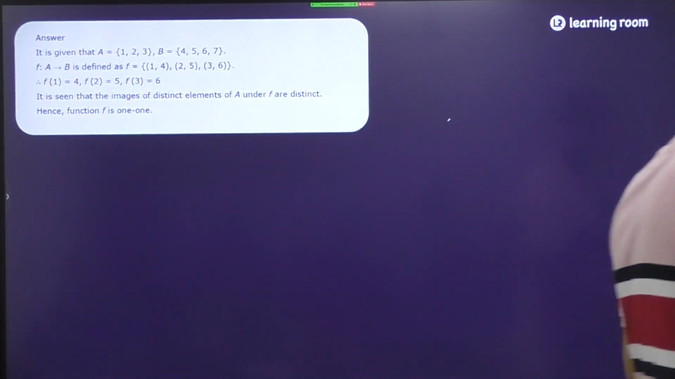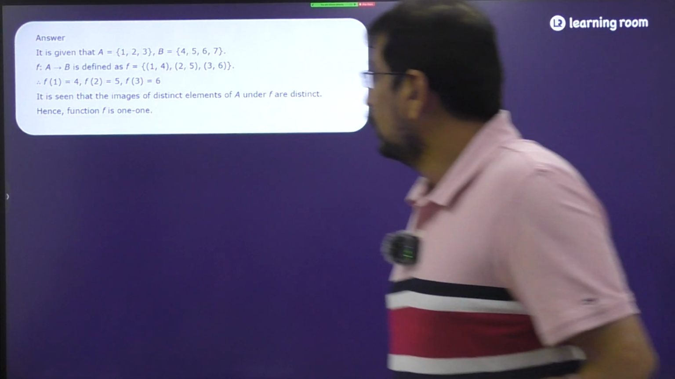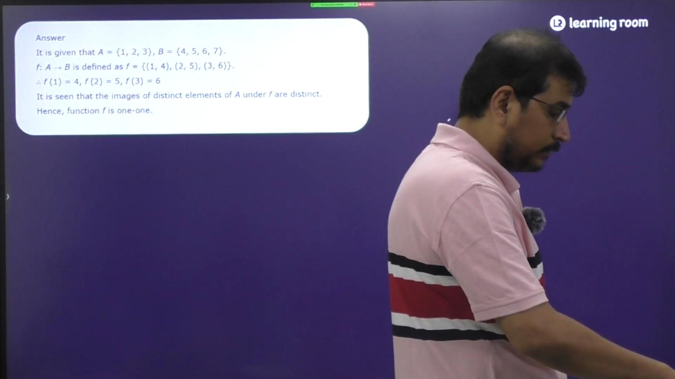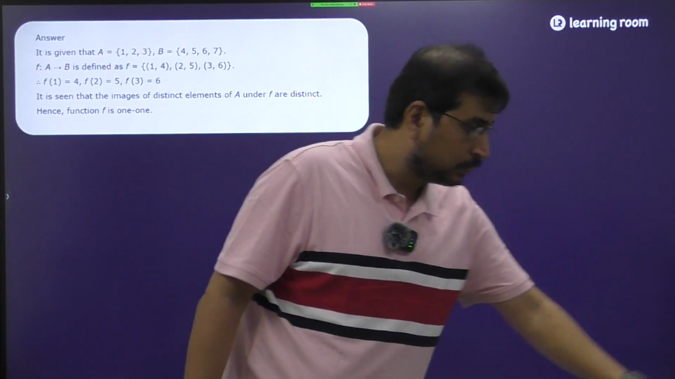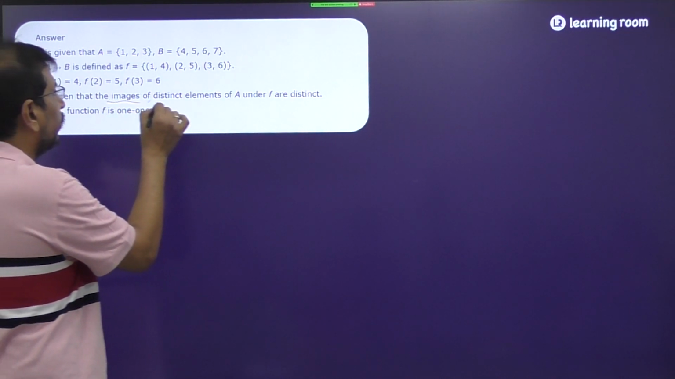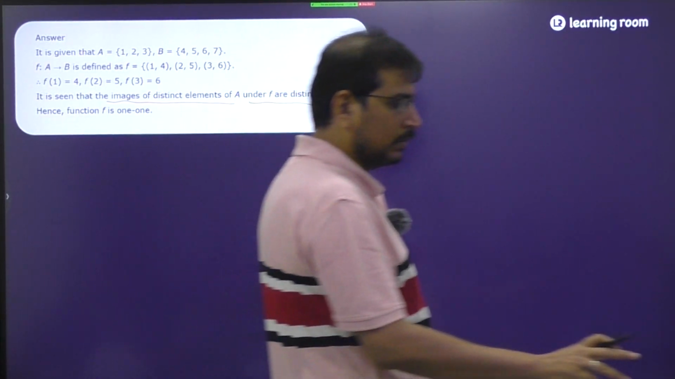One minute. So check the solution. So that's the thing they have given. Each input has a distinct output. Are you clear with this? So it is seen that the images of distinct elements of A under f are distinct. That is the reason. Hence it's one-one. Simple. There is nothing much to prove.